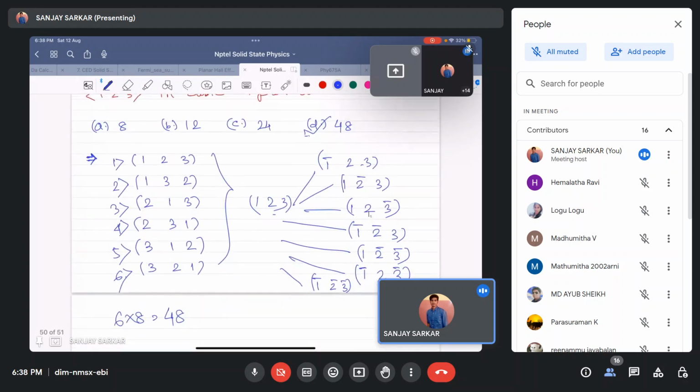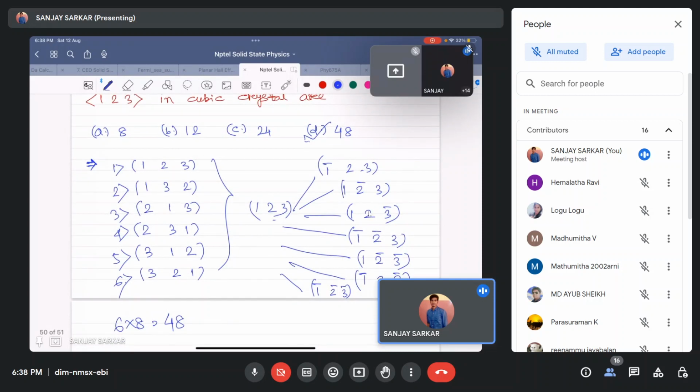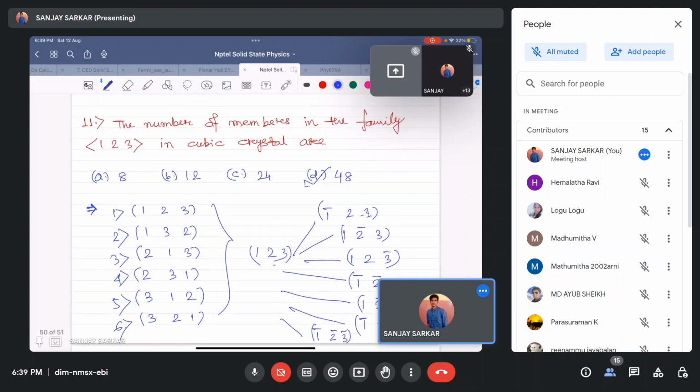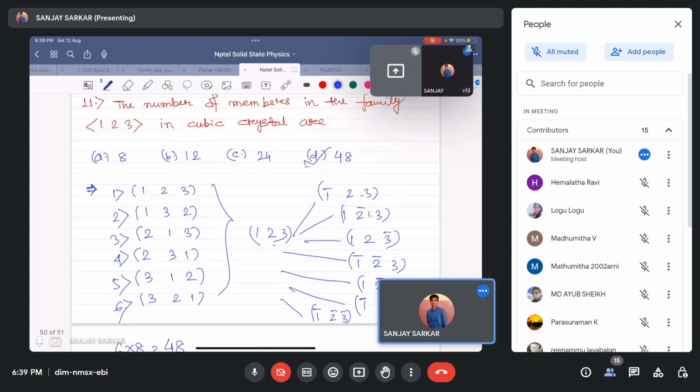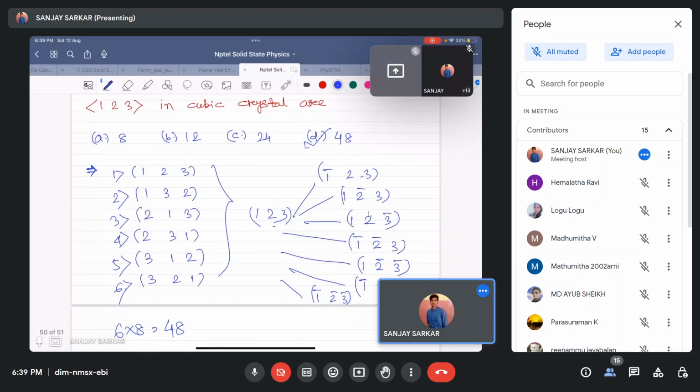Did you understand this question answer? How did I explain it? So 1 2 3, and then you will get 6 combinations of 1 2 3, and for each of these combinations you will get 8 contribution taking the bar, that is the negative signs also. So that's how you will get 48 members of this family 1 2 3. Is it clear?